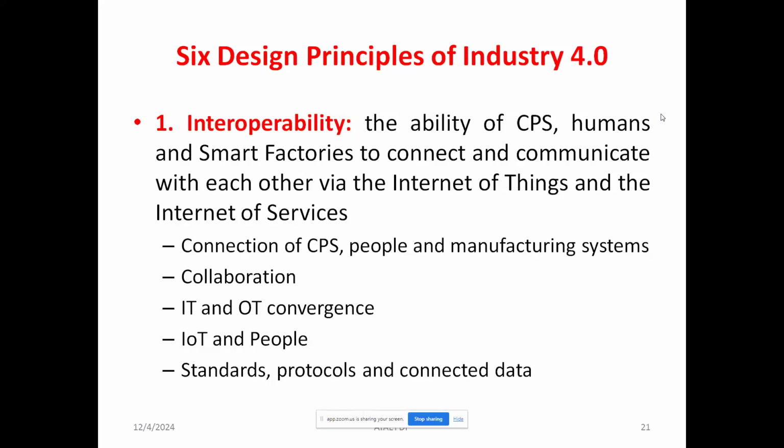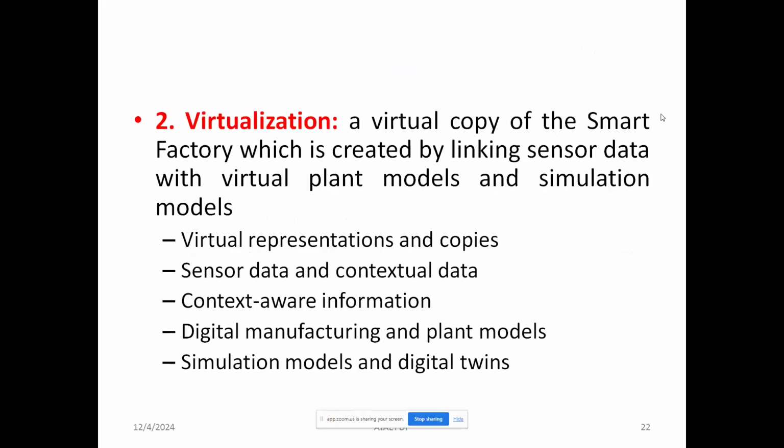And next one is virtualization, because there should be virtual reality and augmented reality. So with respect to IoT, we have to first virtually depict the situation. Virtualization provides a virtual copy of the smart factory. What should be the factory layout? What should be the position of the various sensors, how they can be interconnected, everything linked by various sensors with the tag name, everything comes under the design principle of virtualization. So there should be virtual representations and copies, sensor data and contextual data, context aware information, digital manufacturing and plant models, simulation models and digital twins. So all are coming under virtualization.